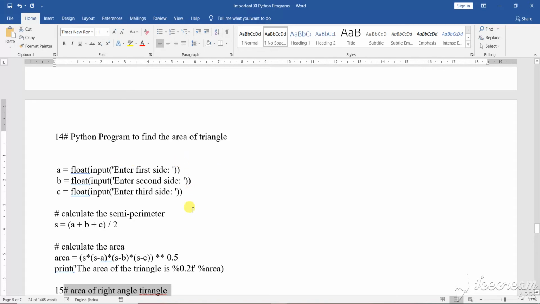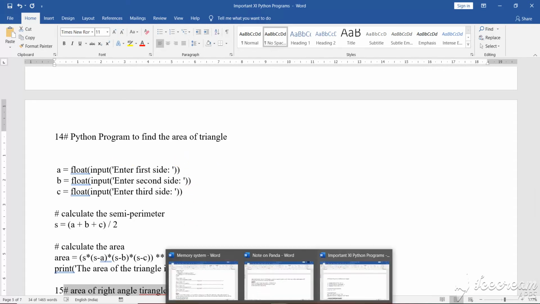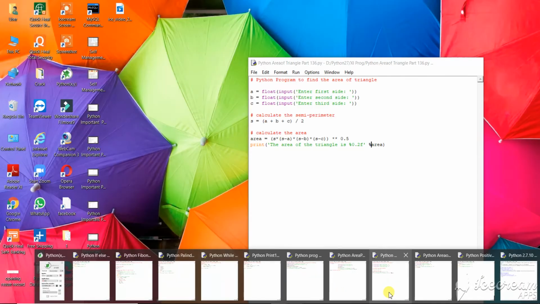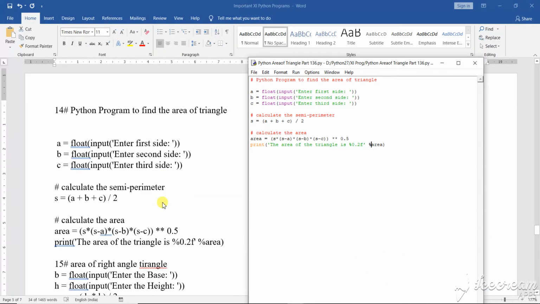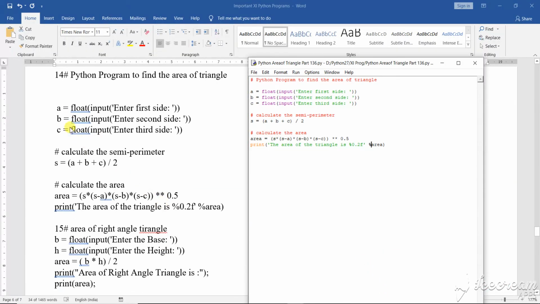So the first program I'm showing you is to calculate the area of a triangle. What I have done here, you see it. First, I have taken a value. What type of value? Previously integer, now it is a float value. Float input: enter the first side, enter the second side, enter the third side value. Okay, and I am calculating the semi perimeter, which is equal to a plus b plus c divided by 2.